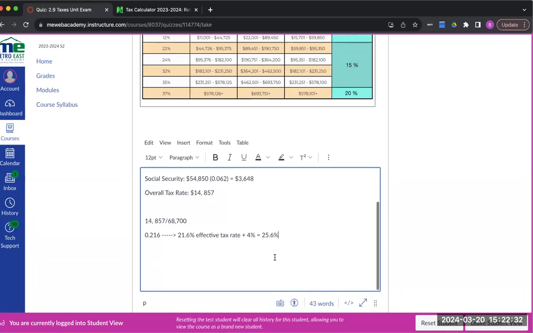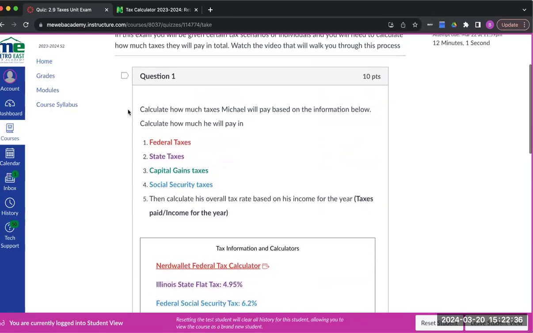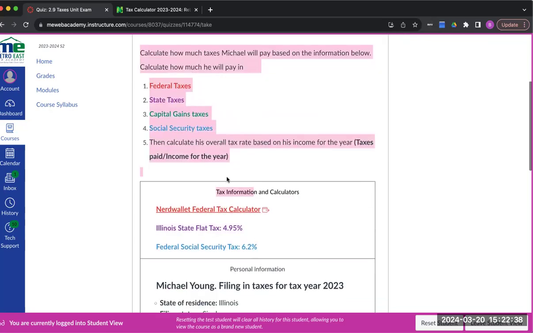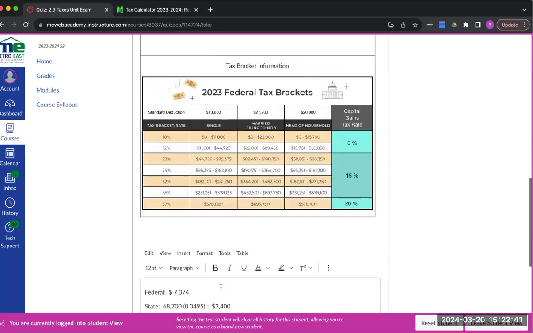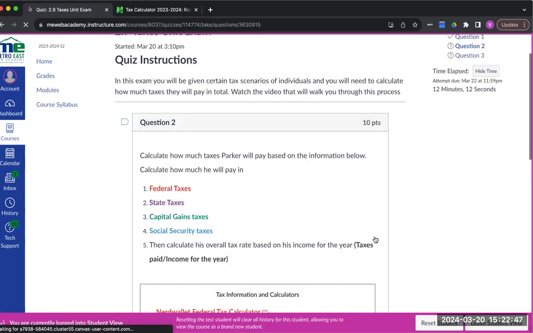So that is how you do this test. You're going to be given 2 scenarios. It's going to be phrased and look exactly the same. The information will just be different, but this is how you do that. And then when you're done, click next, go on to the next scenario, and submit the quiz.